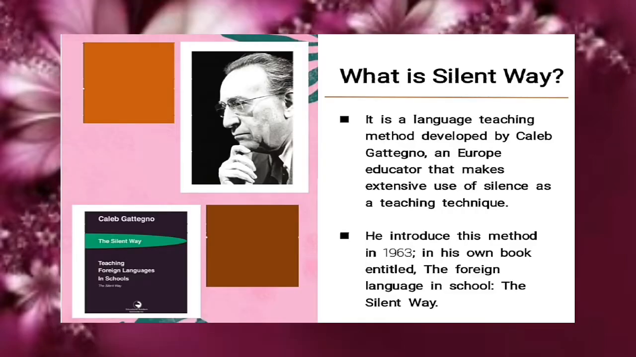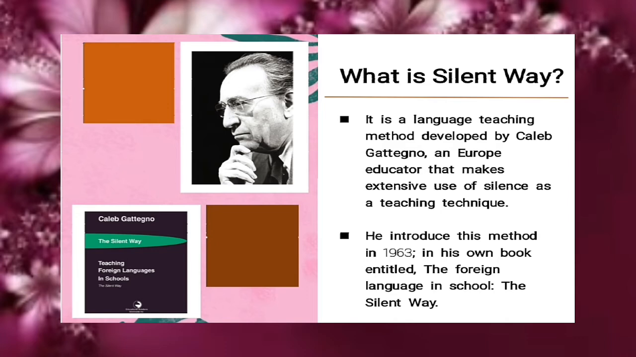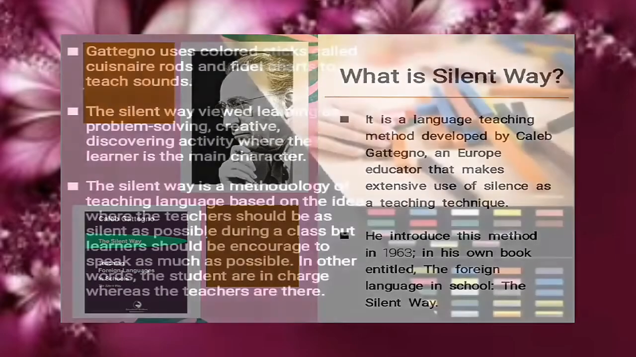The silent way is a language teaching method developed by Caleb Gattegno, a European educator, that makes extensive use of silence as a teaching technique. He introduced this method in 1963 in his book entitled The Foreign Language in School, The Silent Way. In short, the silent way is a language teaching method where silence is the central teaching technique.